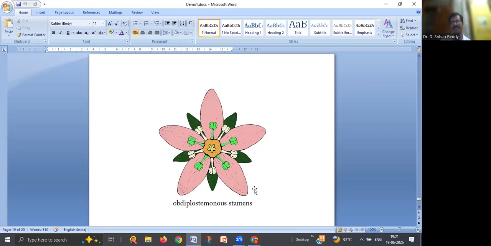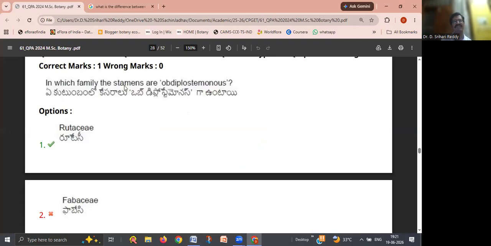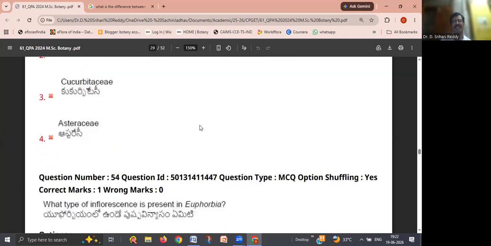Obdiplostemonous stamen: the number of stamens is double the number of petals. That is called obdiplostemonous. That is the characteristic feature of the family Rutaceae. The answer is here: in which family the stamens are obdiplostemonous, that means double the number of petals. Stamens are double, that we observe in the Rutaceae family, which you should remember.